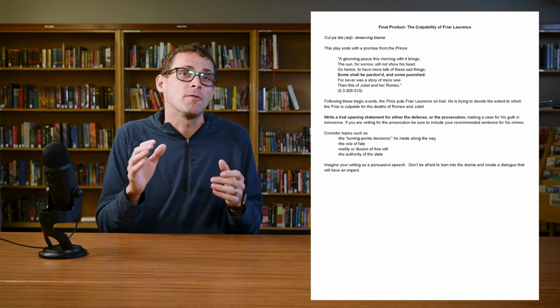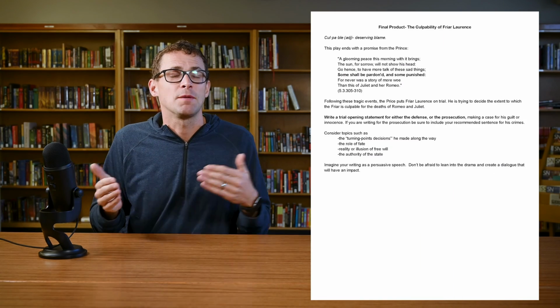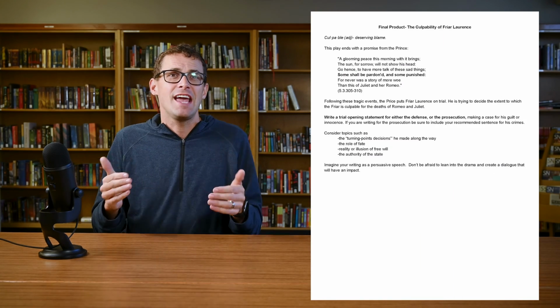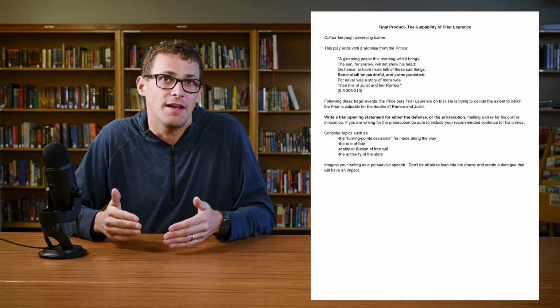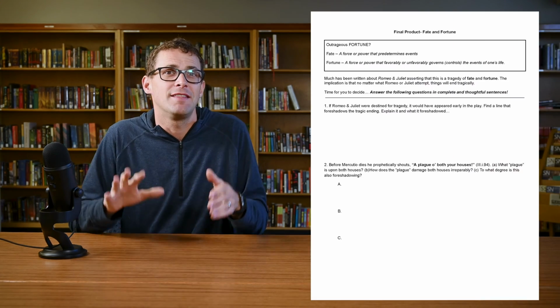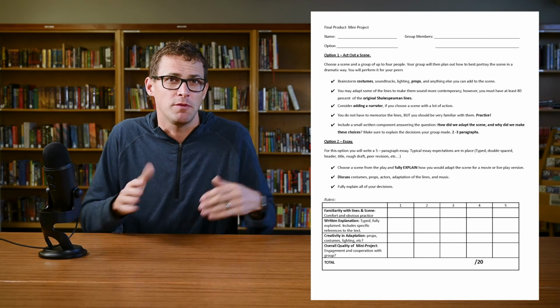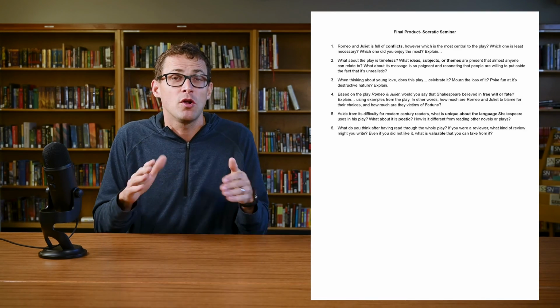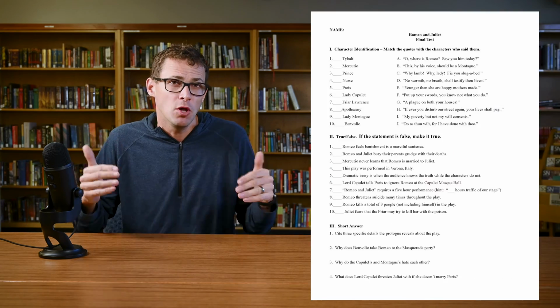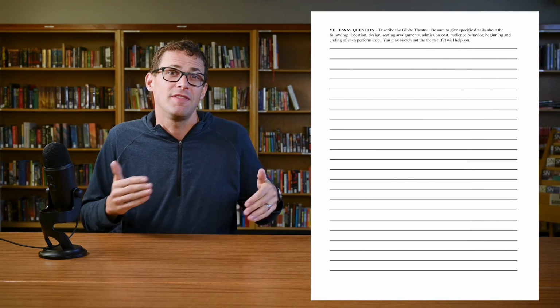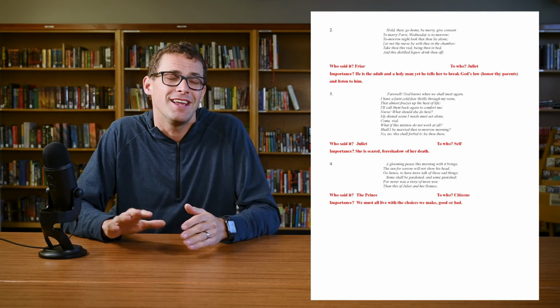If that's too dark or ungradable, consider a trial for Friar Lawrence. Students select the prosecution or the defense and make the case regarding his culpability in the lovers' death. If you want something that is more of an in-class write, then Fate and Fortune is for you. We also have a student choice mini project with a bunch of options, questions if you want to hold a Socratic seminar, and a full-blown old-school test along with an answer key. Again, choose your own adventure.